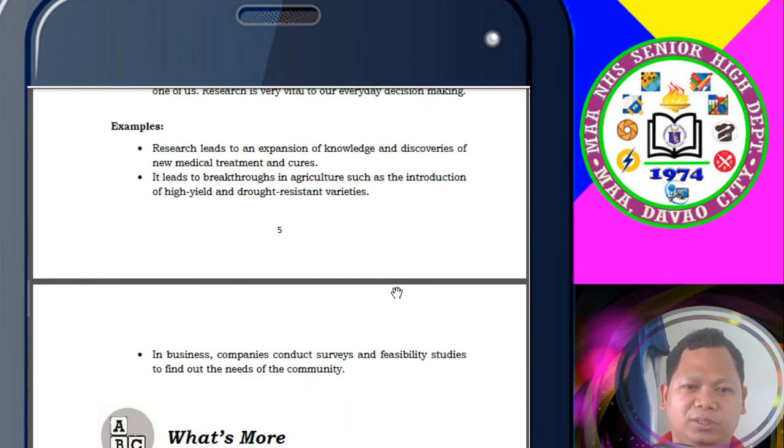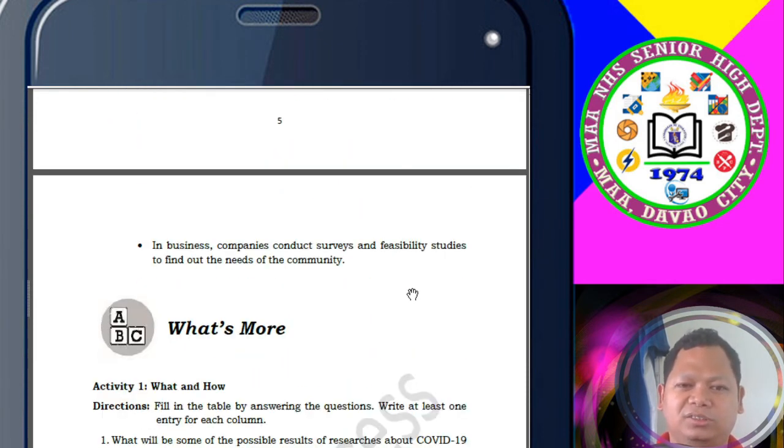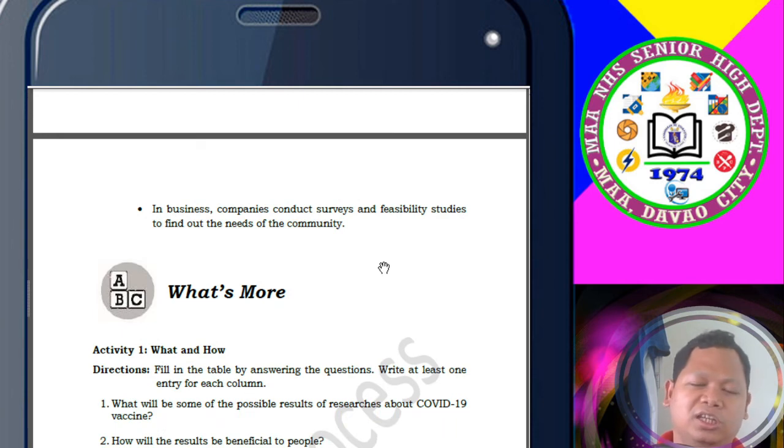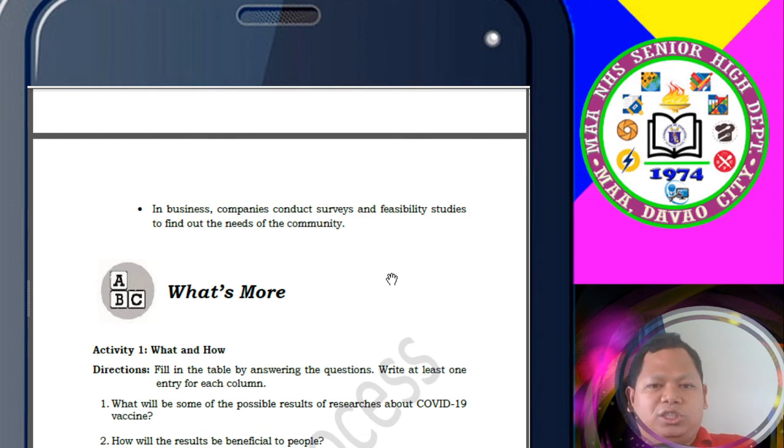And number 3, in business, companies conduct surveys and feasibility studies to find out the needs of the community. I think you encounter this in the malls. They conduct research surveys, like in Google Forms, etc.